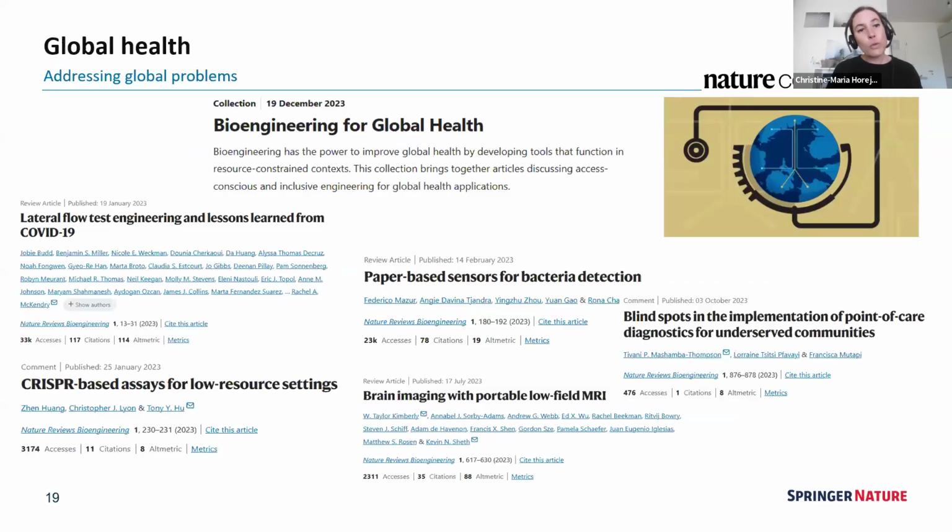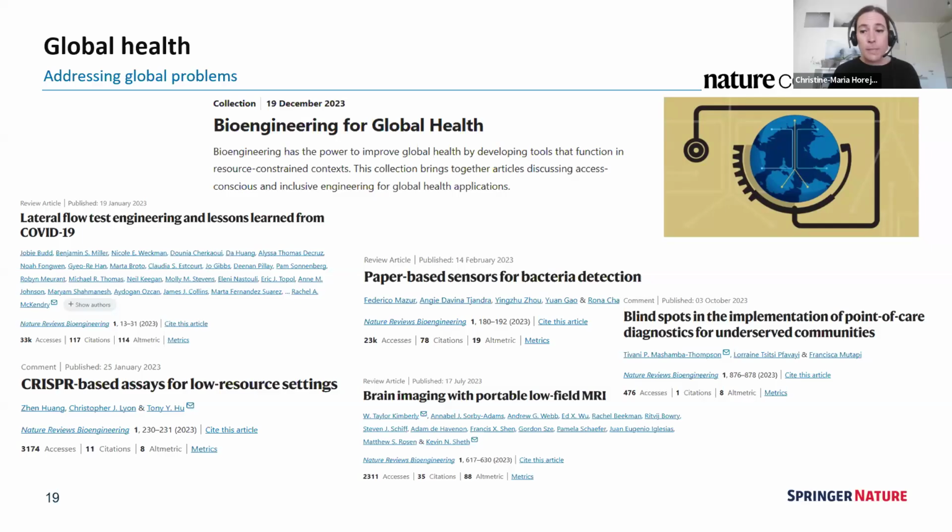We also have a huge focus on global health related bioengineering because ultimately we want to address global problems with our articles. So we co-organized a Nature conference in 2023 together with Vanderbilt University in Nashville on bioengineering for global health. We were really trying to establish almost a new community with engineers, clinical researchers, people involved in global health implementation and global health related issues to discuss and understand how bioengineering can really improve global health. Since then, we've published a variety of articles and we continue publishing them on global health related topics.